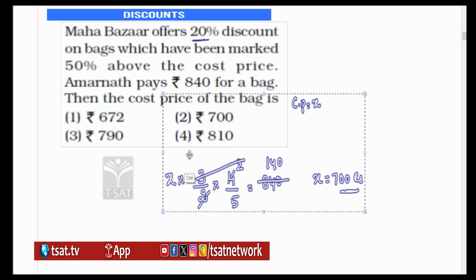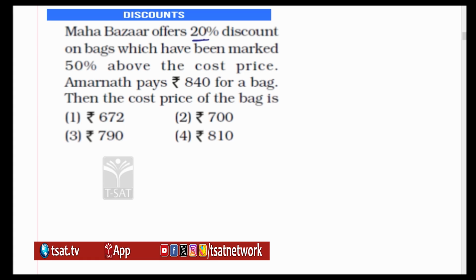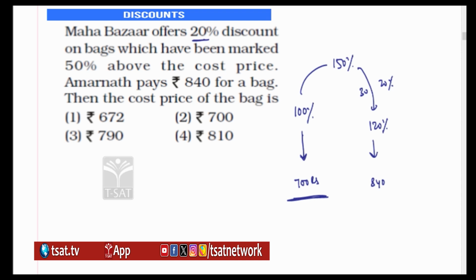Other way, in terms of percentage, if you do it, assume that your cost price is 100%, you are increasing it by 50, therefore 150. You are decreasing it by 20%. What is 20% of 150? It is 30. Therefore 120%. So your selling price is 120%. Then what is your cost price? 12 sevens are 84, 100 into 7 is 700 rupees. So here we are using percentages.